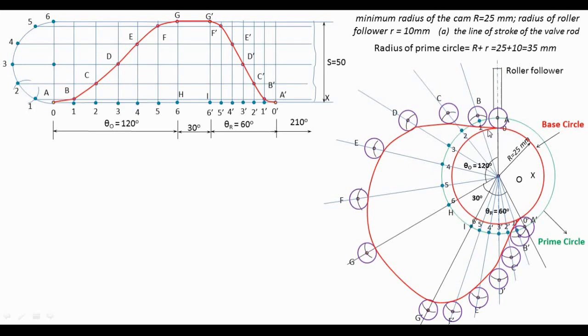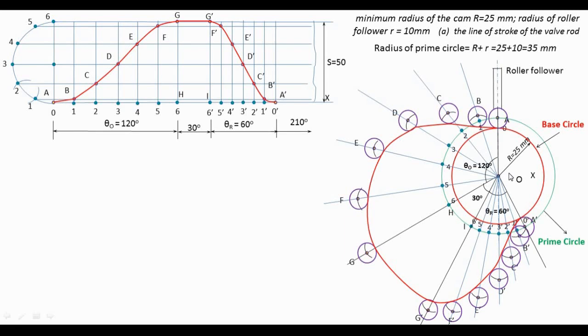Here you can observe that I have tried to touch every circle, but the line is not intersecting any circle. The profile should be smooth, and only then will the follower motion be smooth. So this is the profile of the cam.